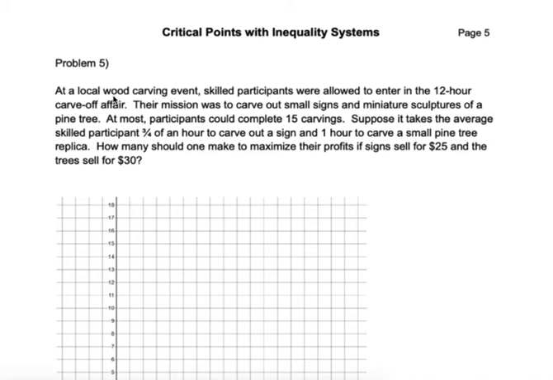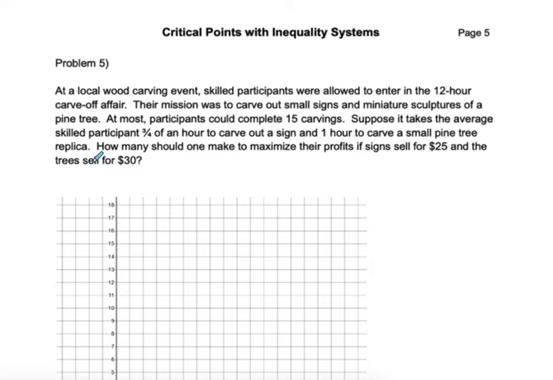So here's the solution guide for problem 5 from this worksheet. At the local woodcarving event, we got 12 hours to do a carve off, and you can make signs or you can make little pine trees. And at most you can do 15 carvings. It takes you 3/4 of an hour for a sign and an hour to carve out a small pine tree. How many should you make, if the signs will net you 25 bucks and the trees will net you $30.